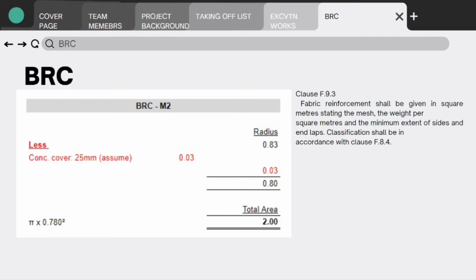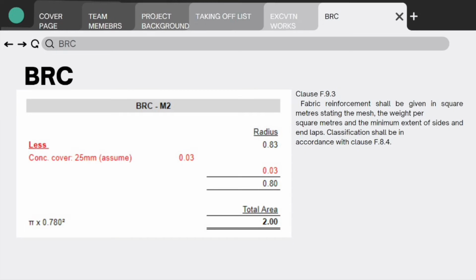BRC. For MH1 and MH5, the calculation is the same. The radius is 0.83, taken from the excavation. Deduct concrete cover 25 mm, which we assume because it is not given in the drawing, to get a total radius of 0.80. To get the total area for BRC, we have used the formula of pi r squared, which is 22/7 times 0.80 squared, to get a total of 2.00.